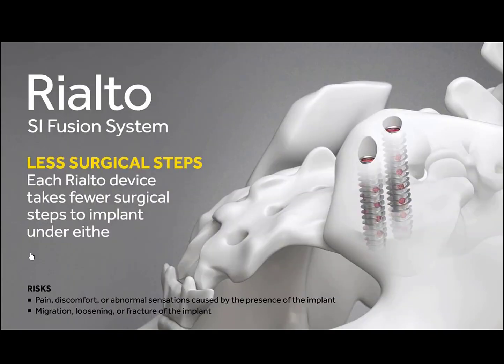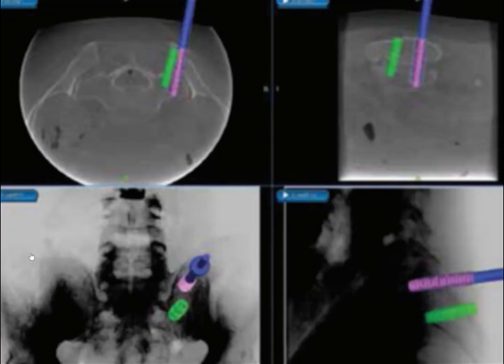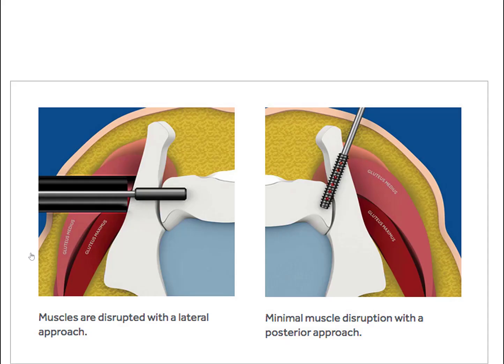So our case is a Rialto. This is a Rialto, the Medtronic one. And this is the technique that's on their website. They promote doing it with the Medtronic stereotactic guidance, and not 90 degrees to the joint, but rather oblique. Their theory is you avoid the gluteus musculature, and there's less pain.